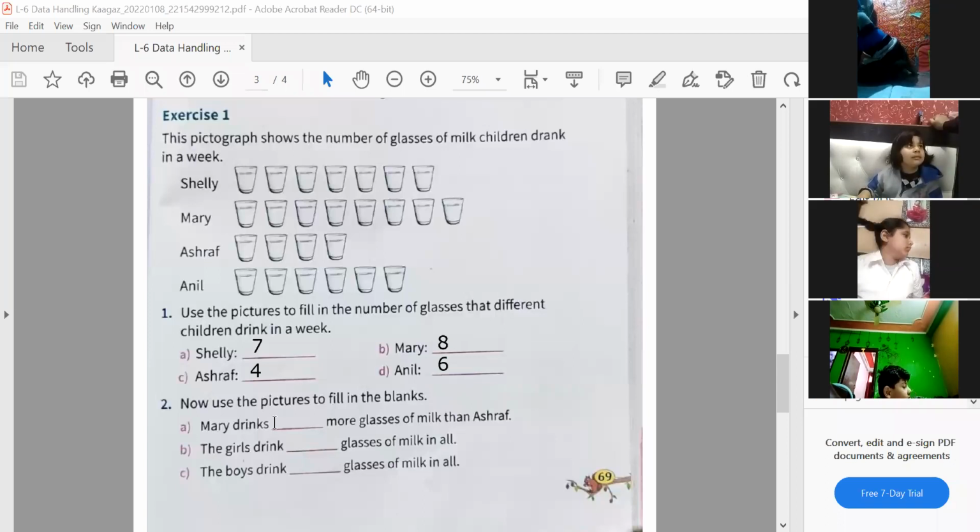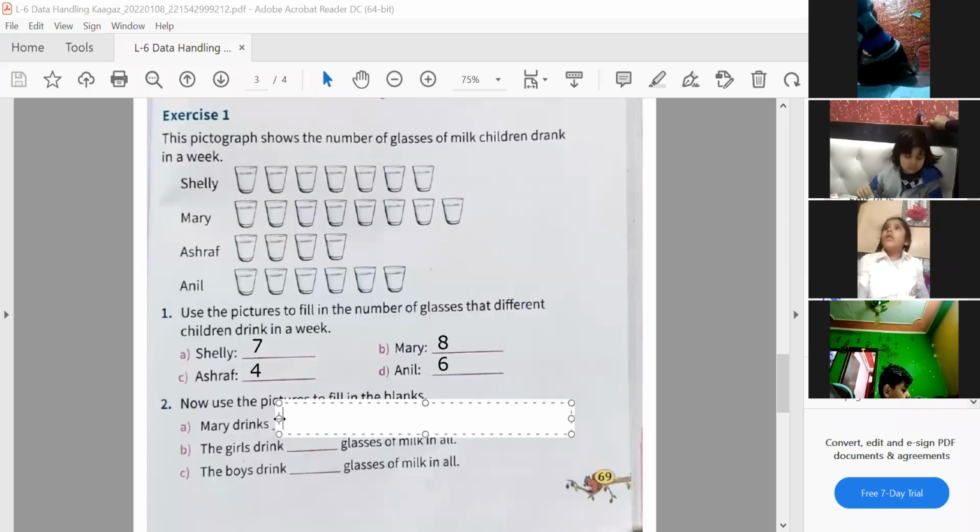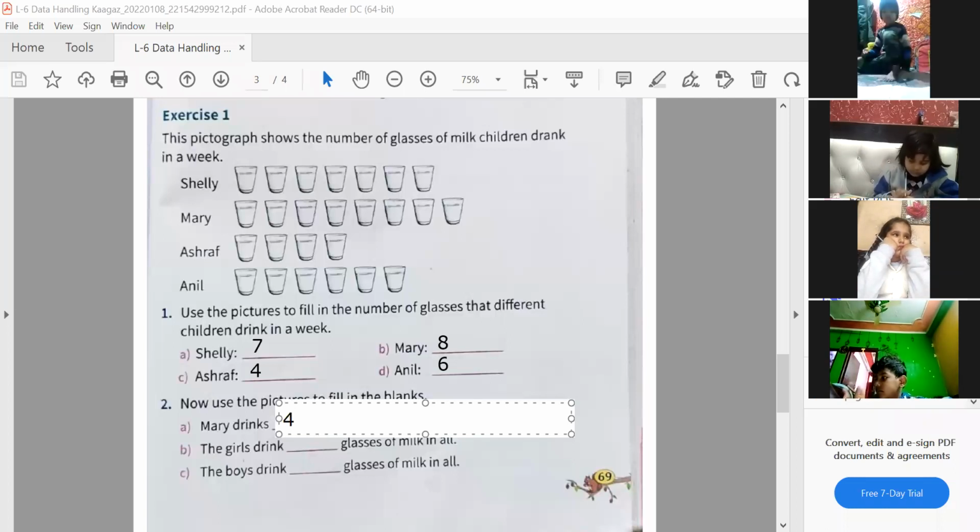Let me explain the meaning of the question again. Mary, ma'am, 4. Good, 4. How many glasses of milk does Mary drink in a week in total? 8. And Ashraf drinks 4. So Ashraf only drinks 4 glasses, but Mary drinks 8. So if you count, she drinks 4 more glasses than Ashraf.